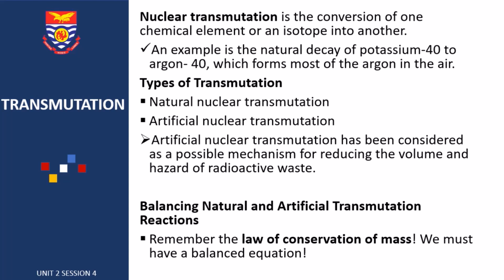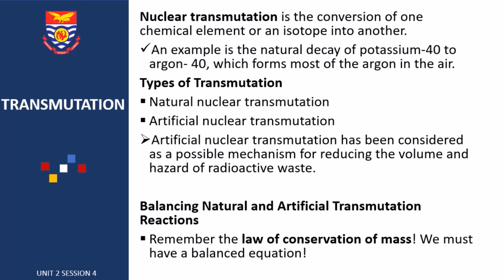There are two types of transmutation. They include natural nuclear transmutation and artificial nuclear transmutation. Natural transmutation is said to occur when unstable radioactive nuclei are transformed to stable ones over a period of time.